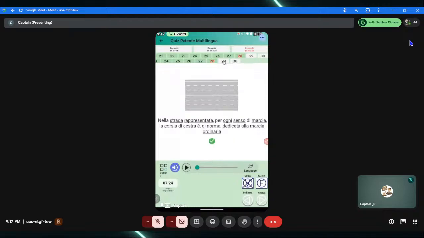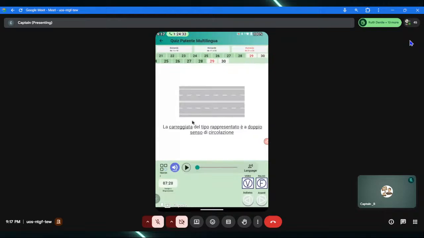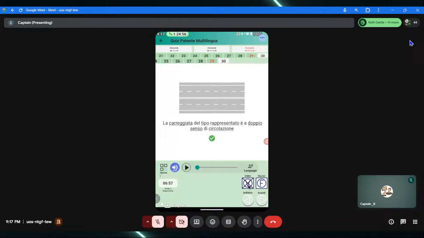Next person. Evans Dolly. La carreggiata del tipo rappresentato è a doppio senso di circolazione. Vero. Vero?